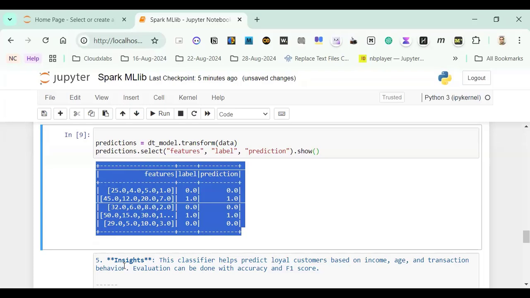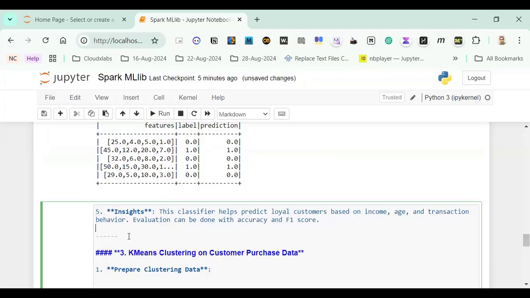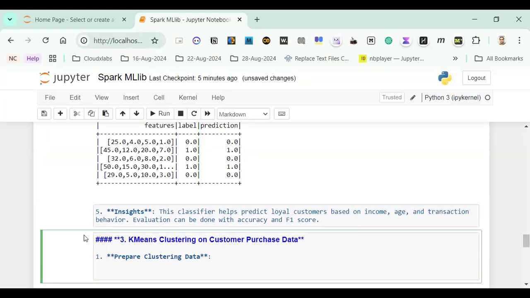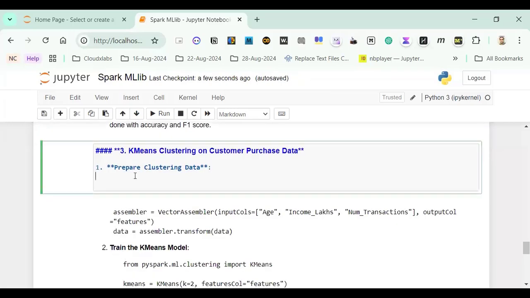But in real life, it doesn't get to 100% accuracy. In the meanwhile, we can use this to understand the concept. Okay. And here we got insights. These values show the classifier helps to predict loyal customers based on a lot of variables. Of course, a couple of variables: income, age, transactions, behavior, and evaluation can be done using accuracy and F1 score. We will move ahead with that understanding later on.